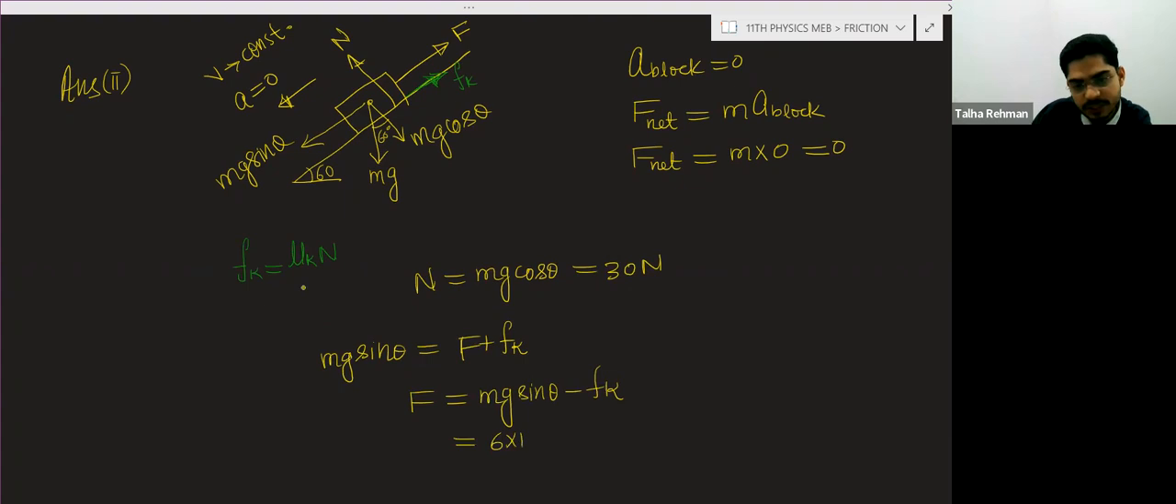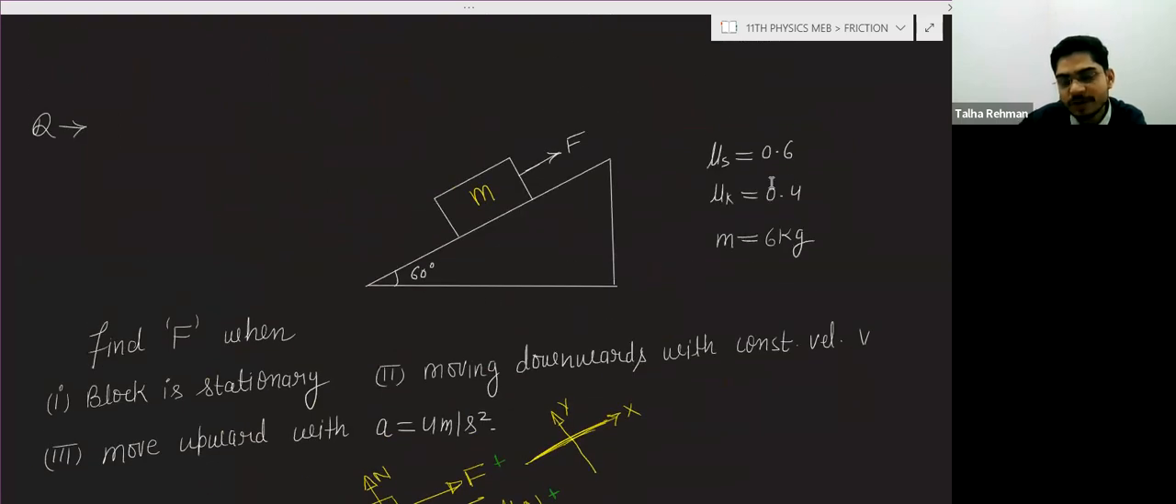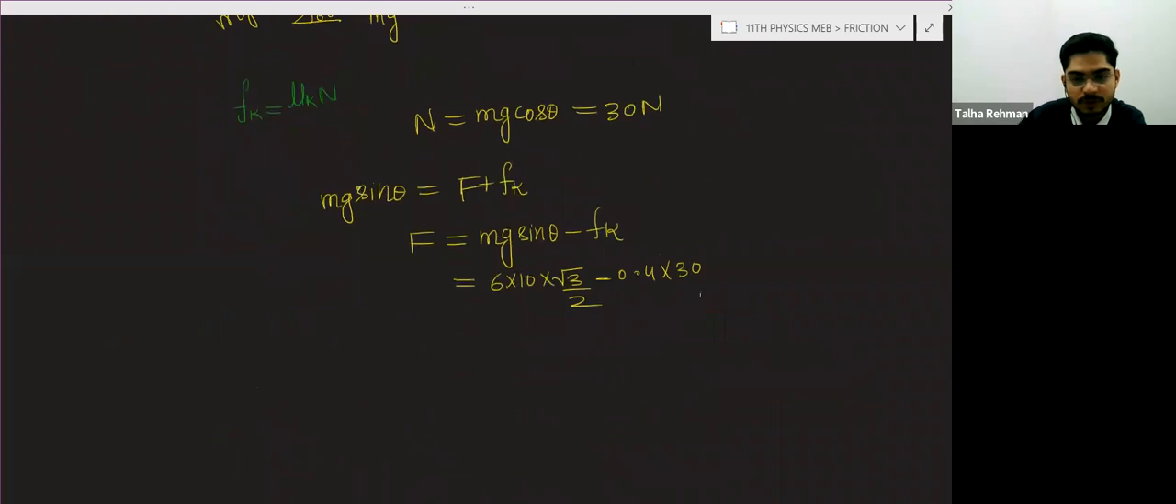Now m is 6, g is 10, sin theta is root 3 by 2 because theta is 60 degree. For the kinetic friction, you will write mu k into N. Mu k is given as 0.4, so you will put 0.4 and normal reaction is 30. So it will become 30 root 3 minus 12. The answer will be 39.6 Newton. So what will be the force this time? 39.6 Newton.